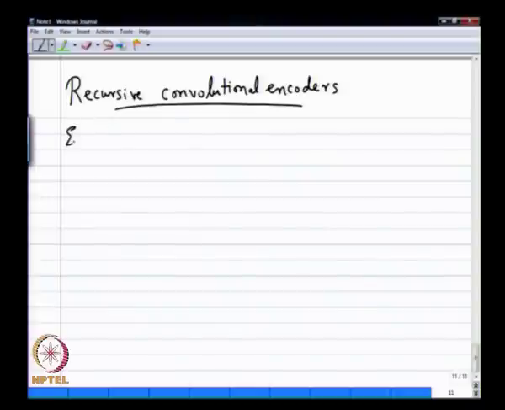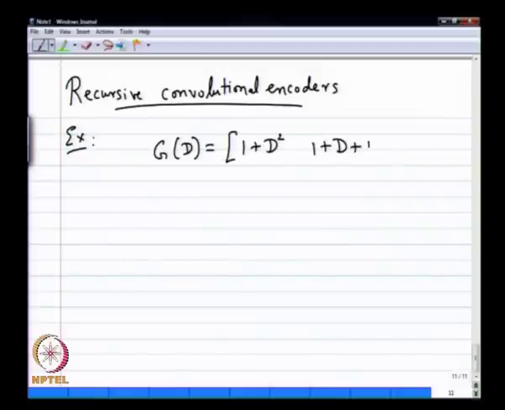So here's the example that we have been looking at. The generator matrix has this form: 1 plus d squared, 1 plus d plus d squared. This is the example that we have been looking at all along. The one drawback here is that it is not systematic. Maybe it is not a big problem for you, but maybe it is something that you do not desire. So why is it not a big problem, not being systematic?